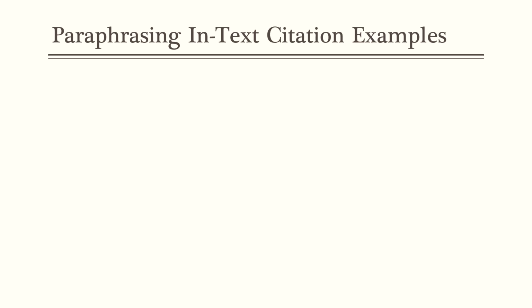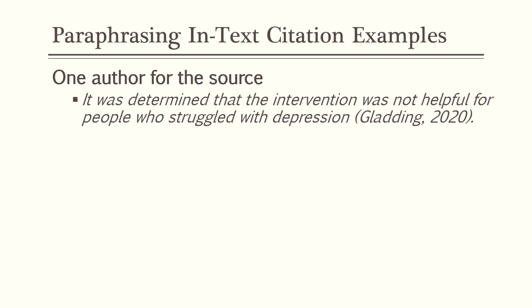So let's take a look at some examples of how these in-text citations would look. So let's say we're using information from a source that only has one author. And what we have written here is what the student wrote themselves in their own words. It's paraphrased. We have the statement, the sentence, right? And then we put the citation at the end, Gladding 2020. One author, so just that person's last name, and then the year that it was published, 2020.